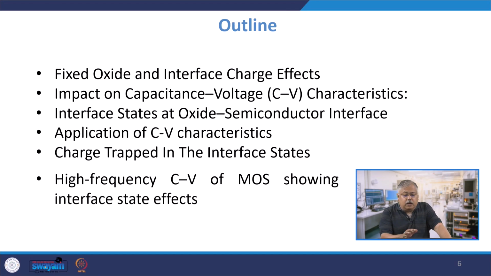Now, let us come to the trap charges, because this is quite interesting and important also. Since we have learned the ideal CV, now let us introduce fixed oxide and interface trap charges, and let us bring in non-ideality. We will look into the impact on CV characteristics because of interface trap charges. We look at its application and then charge trapped in the interface states, and then we will look into high frequency. Low frequency, by the way, does not catch the trap charges, but high frequency catches the overall interface state effects in the MOS device.